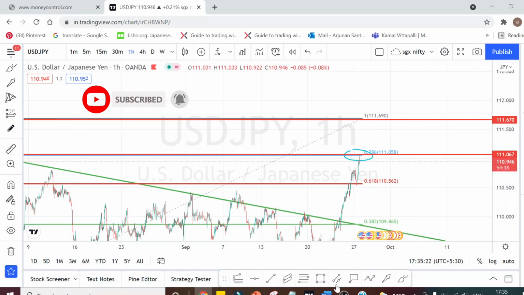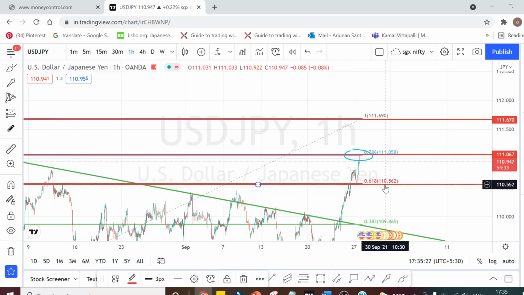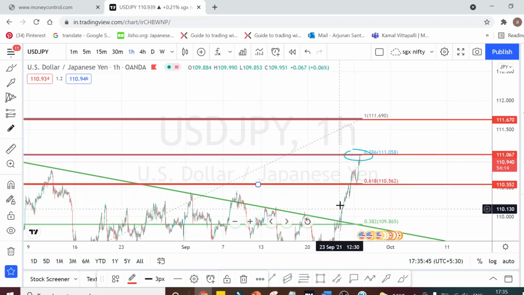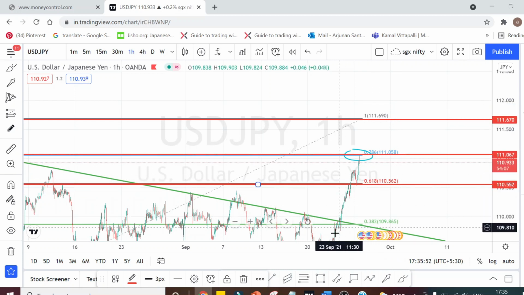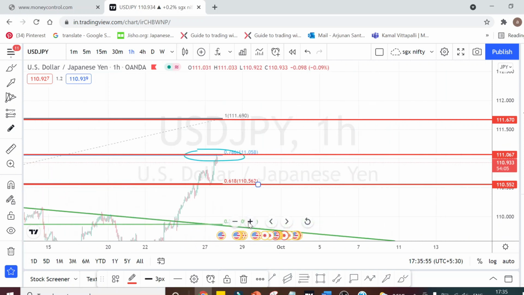So if it falls down, where is it going to come back? Retracement will happen at this point. Presently, it is near 111.067. So we're expecting a little bit of a stop like it happened at 0.168 in the Fibonacci retracement, and then to continue. So the uptrend has started. It has broken the triangle pattern and started moving up. A little bit of retracement, again move up, a little bit of retracement, and again move up. So there's going to be a continuation of the uptrend.